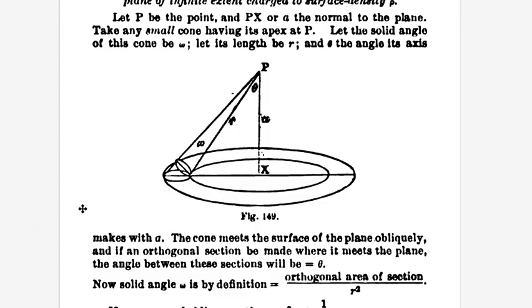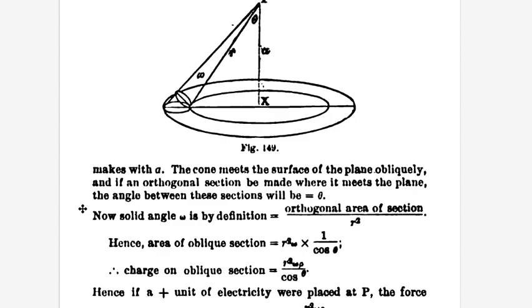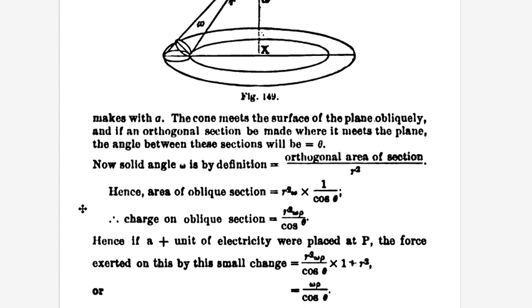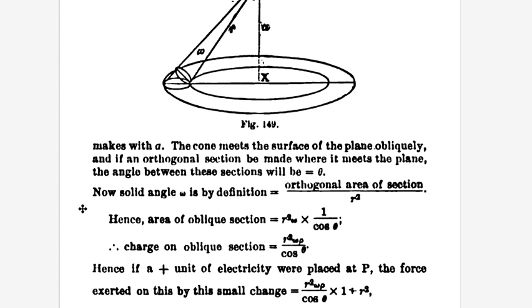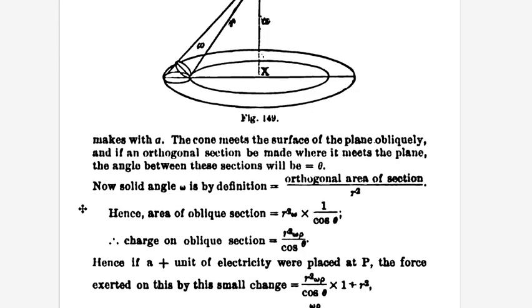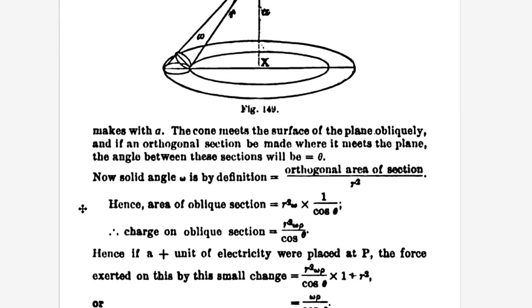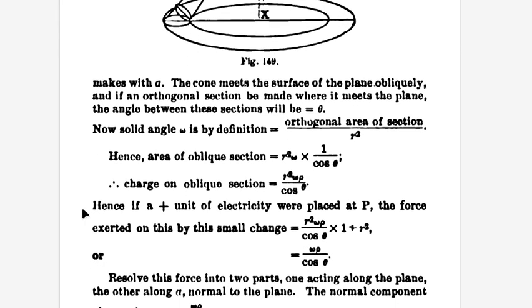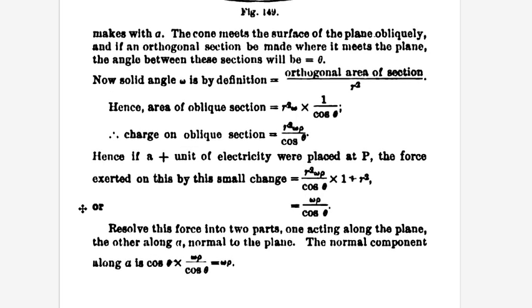Now solid angle omega is by definition orthogonal area of section over radius squared. Hence, area of oblique section equals radius squared times angle omega times 1 over cosine theta. So, charge on oblique section equals radius squared times omega times ρ divided by cosine theta. Hence if a plus unit of electricity were placed at P, the force exerted on this by this small charge equals r squared omega times ρ divided by cosine theta times 1, divided by r squared, or omega times ρ divided by cosine theta. Resolve this force into two parts, one acting along the plane, the other along A, normal to the plane. The normal component along A is cosine theta times omega ρ divided by cosine theta, which equals omega ρ.